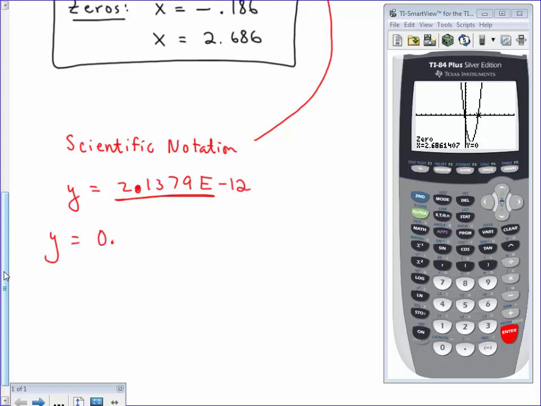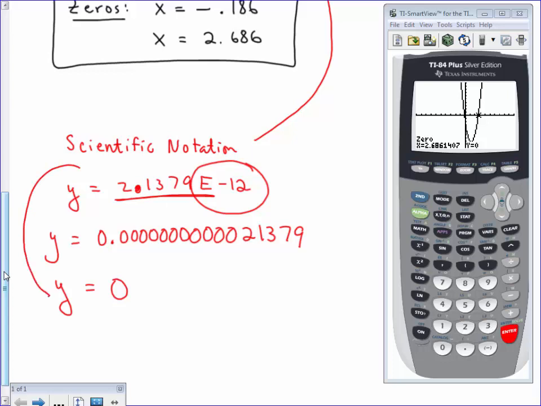And then to move it to the left 12 places, we'd essentially have to put 11 zeros in front of that 2. So 1, 2, 3, 4, 5, 6, 7, 8, 9, 10, 11, and then 21379. Okay, the decimal was here. We have now moved it to the left 12 places. Now, this number on our calculator is essentially y equals 0. So anytime you see this scientific notation where you have the E and the negative number, don't worry that it's not 0. It means essentially 0.